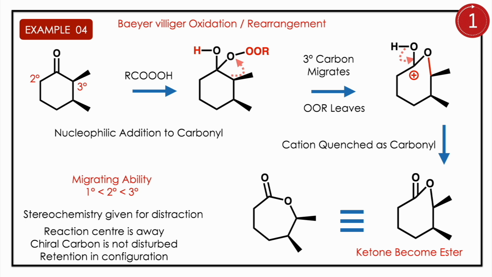Here you have a ketone and you are using the peracid. Definitely Baeyer-Villiger oxidation reaction. The starting methyl ketone is asymmetric: one side has a secondary carbon, the other side a tertiary carbon, with different stereochemistry. The first step will be attack of RCOO minus on the carbonyl, which is a nucleophilic addition reaction. A new C-O bond forms with OH.